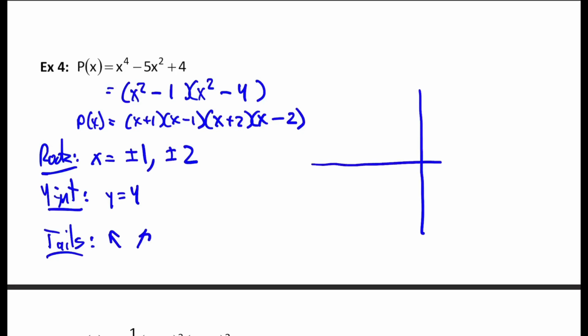Okay, quick sketch. I have positive 1 and negative 1 and negative 2, positive 2. There we go. Y-intercept is 4. I'm just going to put a mark up here and call that 4. And my graph has to go through all of these points. And my tails are both up.